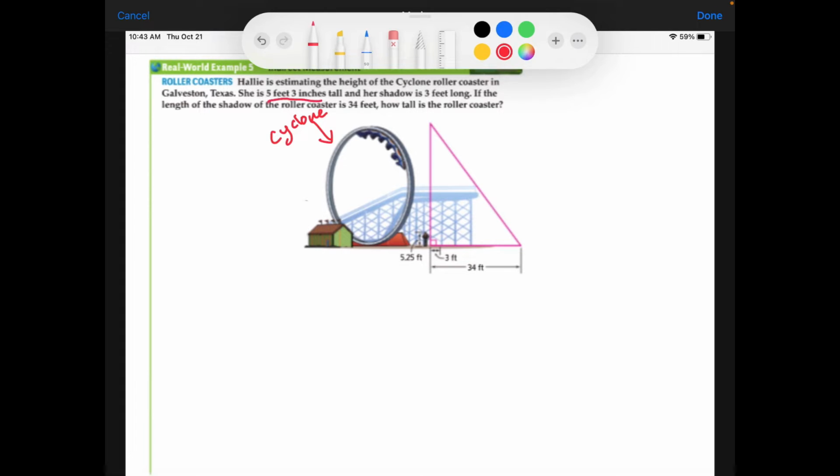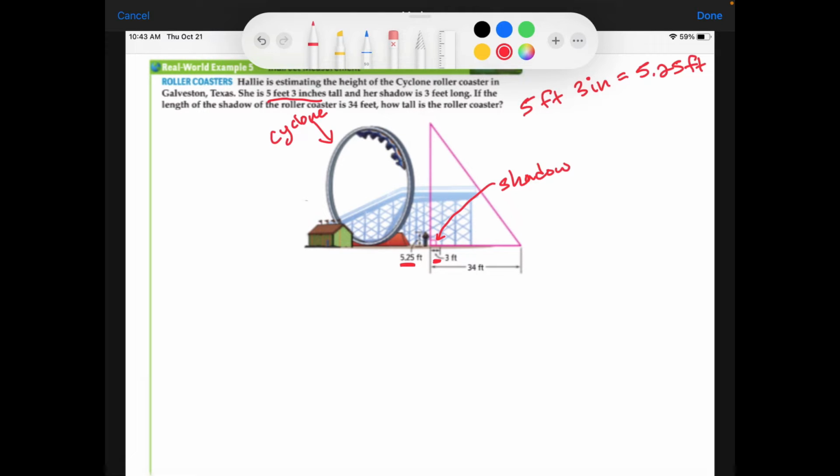She is 5 feet 3 inches tall, and as you can see in this picture, her height says 5.25. So 5 feet 3 inches is equal to 5.25 feet. That's why it says 5.25. And her shadow is 3 feet. This is her shadow.